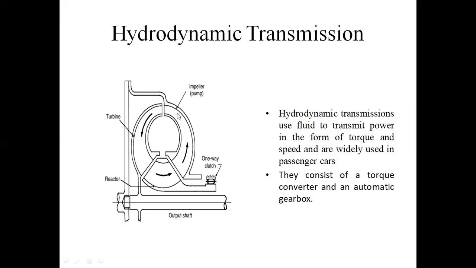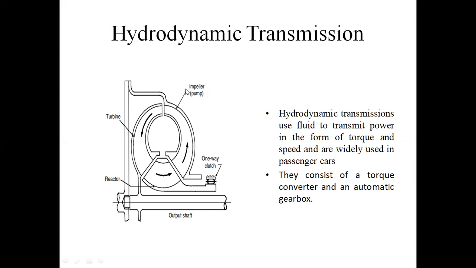This is the hydrodynamic transmission. In this hydrodynamic transmission, there are mainly five parts. One is the impeller, whose other name is the pump. The second is the turbine. The third is the reactor. The fourth is the one-way clutch. And the fifth is the output shaft. This output shaft is connected to the wheels. This is the one-way clutch, which is controlled in conventional vehicles. The driver will control this clutch.